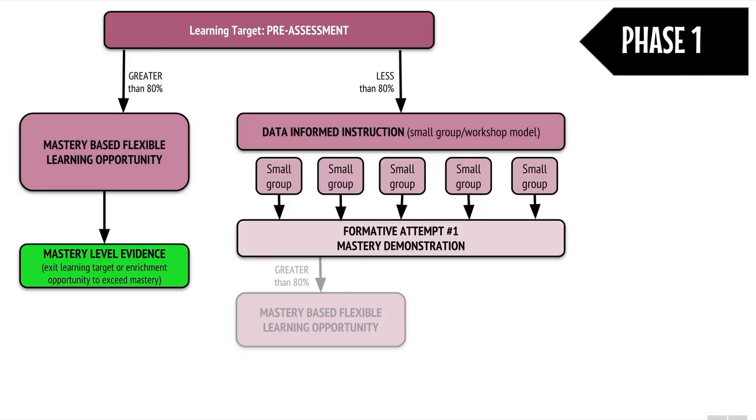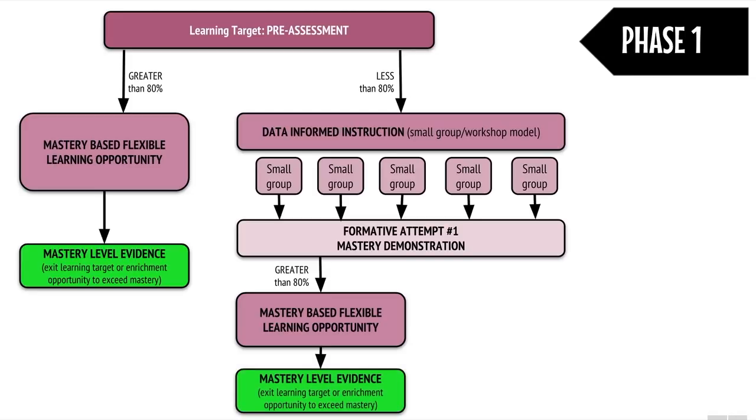Okay? Let's say that child is my daughter, Emily. The cycle repeats. If she has sufficient evidence in that attempt at mastery, then she gets a flexible opportunity where that voice and choice comes into play. Another way for her to have a learning experience or a learning application that's flexible and driven by choice. And again, at that point in time, she could exit the learning target, just like before, or she could go deeper into the learning target and work towards some enrichment or exceeding mastery opportunities if they exist.